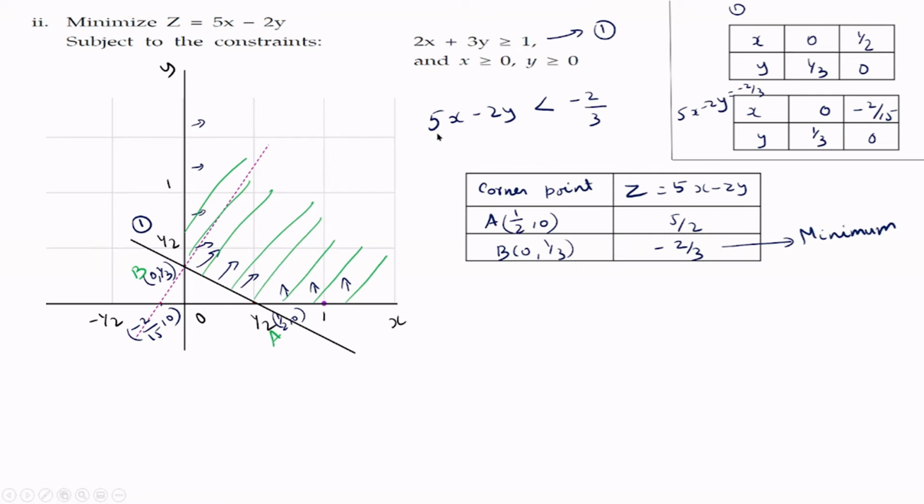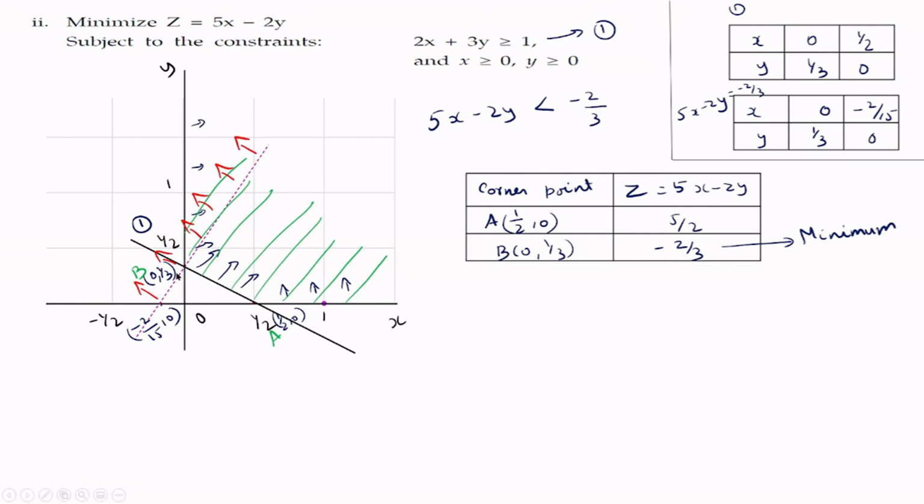And now if we see this 5x minus 2y less than minus 2 by 3, if we substitute the origin and check, that is when x is 0, y is 0. 0 is not less than minus 2 by 3. It means the origin does not lie in this half plane. So the region corresponding to 5x minus 2y less than minus 2 by 3 is this part.